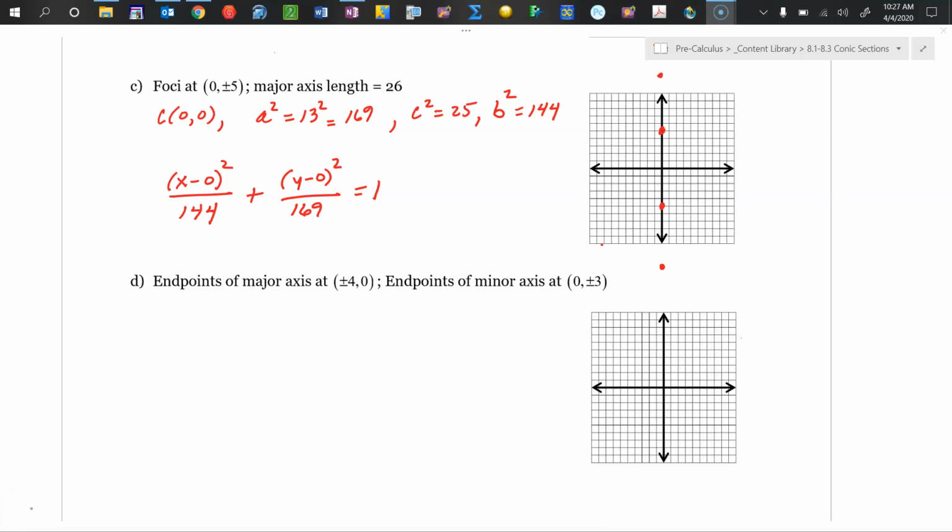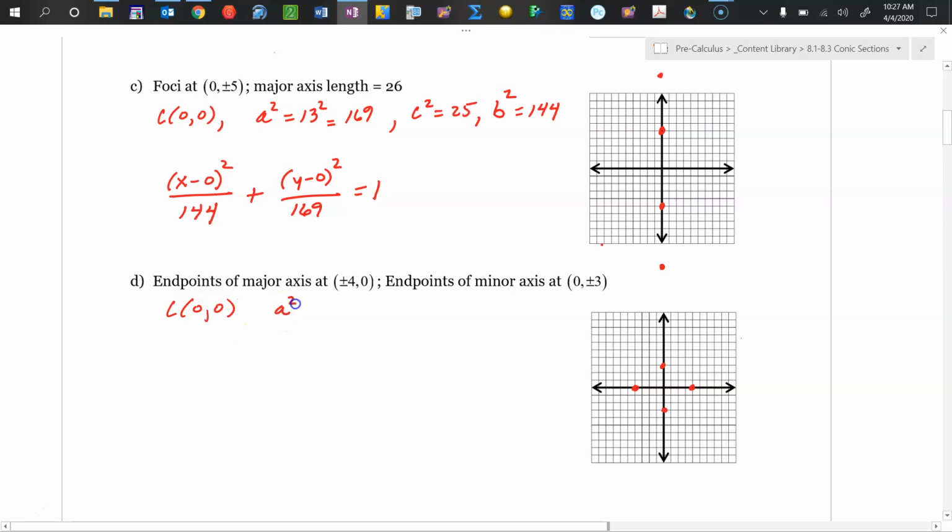All right, for letter D, we have endpoints of the major axis as plus or minus 4, 0. So 1, 2, 3, 4. So we know that this ellipse is longer in the horizontal direction. Endpoints of the minor axis, plus or minus 3, 0. 1, 2, 3. And so we know we have a center at 0, 0.